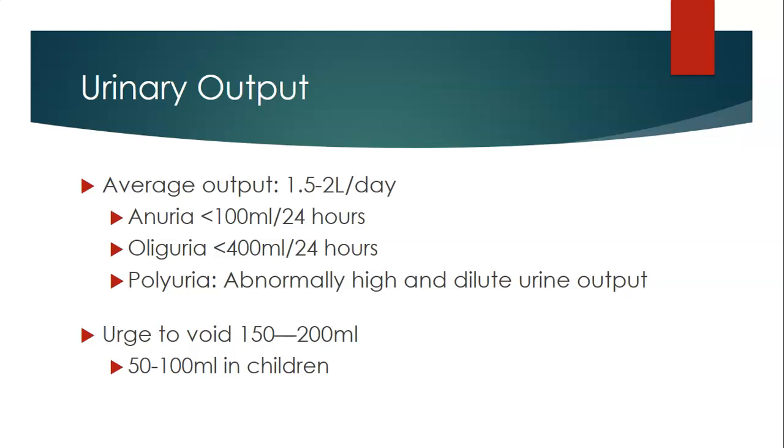The urge to void, again, I think we reviewed that in that video in the A&P, usually happens between about 150 to 200 milliliters in the bladder. That's when it triggers your brain to say, hey, I gotta pee. In children, that's closer to 50 to 100 milliliters.